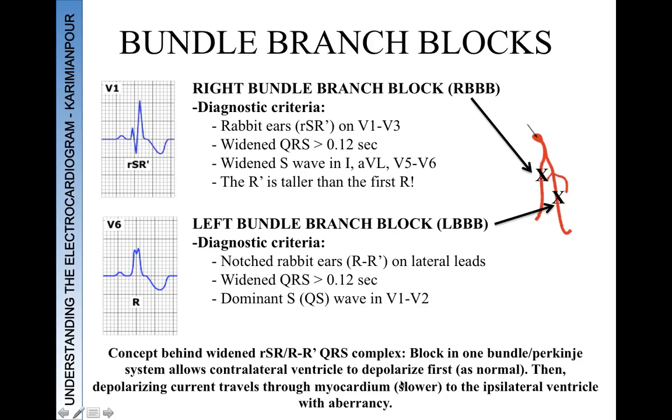And again, the widening of the QRS and the multiple R waves is due to one side of the conduction system, one bundle, conducting normally, and then the electrical depolarization traveling more slowly through the myocardium, through the muscle that has the lowest velocity, over to the other side and causing a more delayed depolarization.